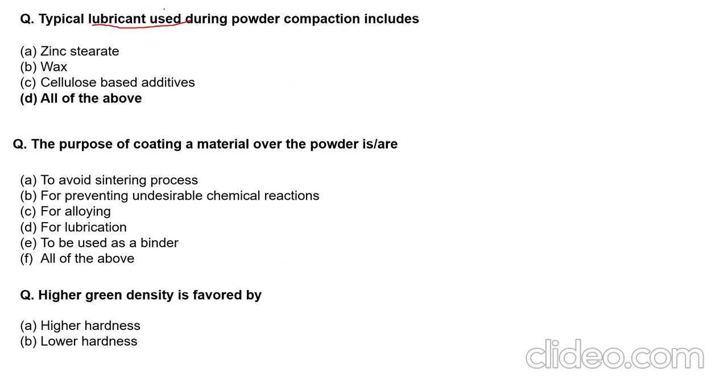All of these are used as lubricants because the lubricant is added since we do not want any friction between the die walls and the material. For example, this is a die wall and you have put your powders in it, and at the walls there is some friction between the particles and the die wall. We do not want that friction, so lubricants are added during compaction to minimize interparticle abrasion or wear. So all of these can be used as compacting lubricants.